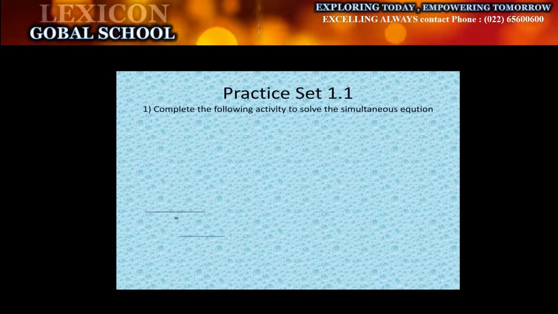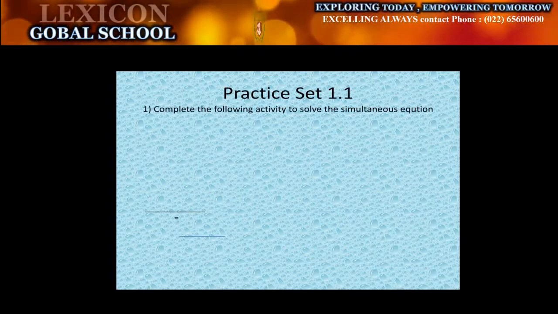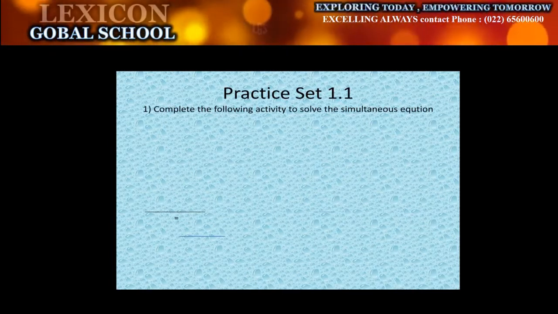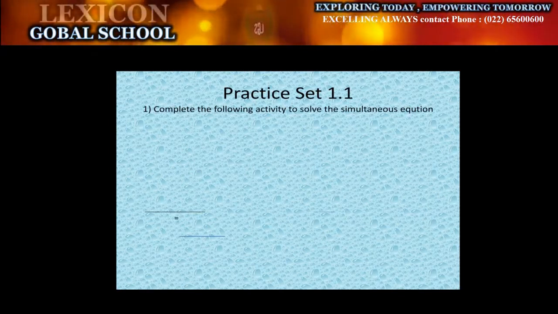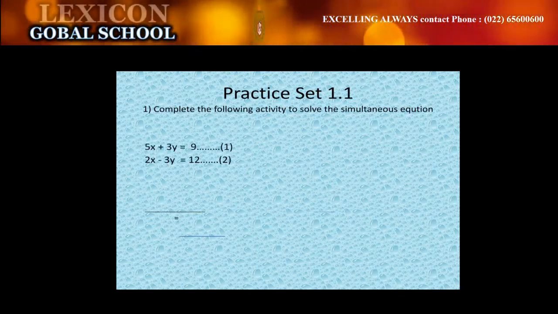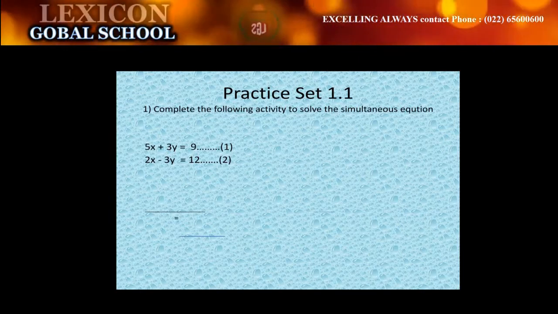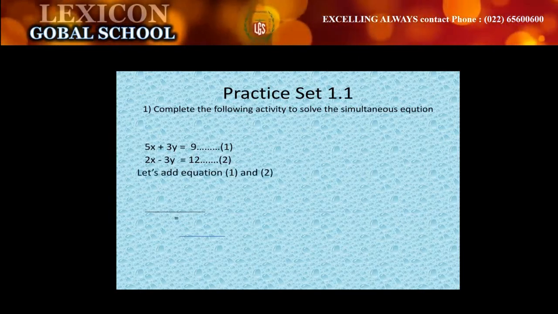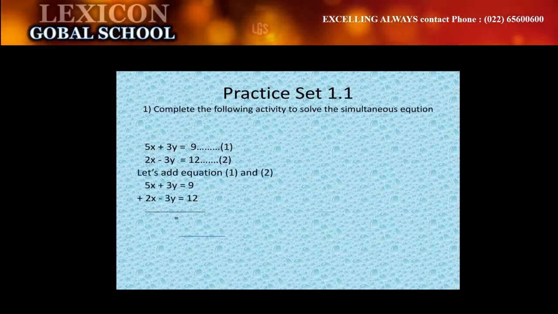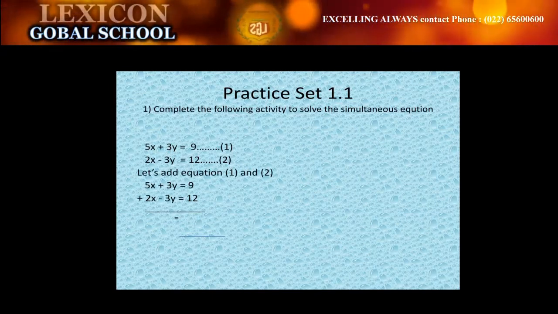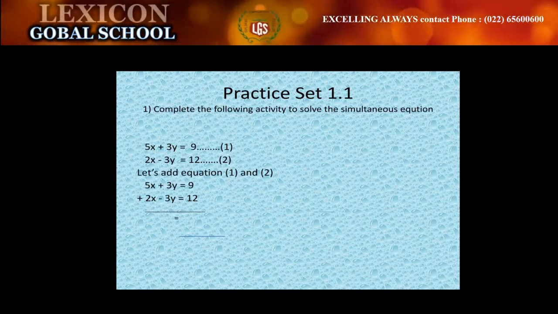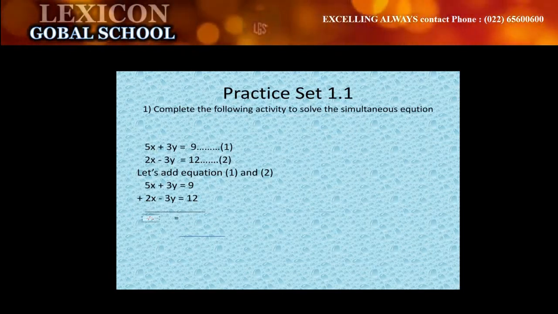Let us start with the practice set 1.1. First question is activity based. 5x plus 3y is equal to 9 and 2x minus 3y is equal to 12. Let us add the equation 1 and 2. 5x plus 3y is equal to 9 plus 2x minus 3y is equal to 12.